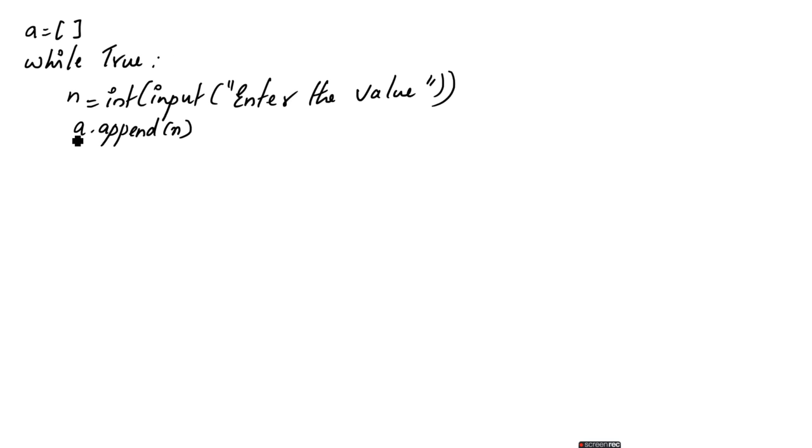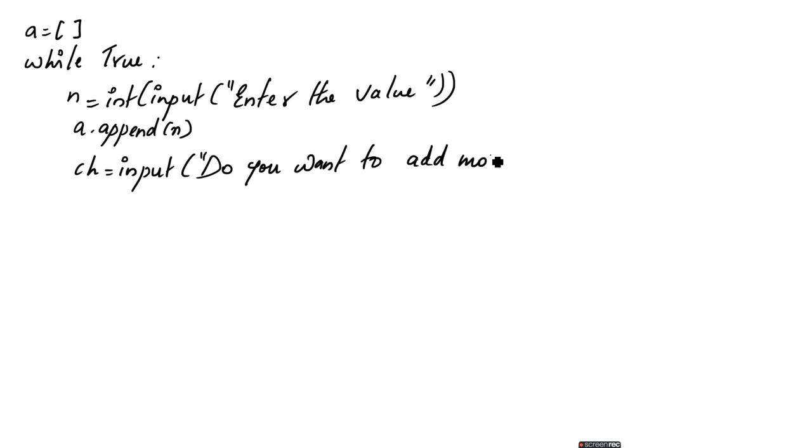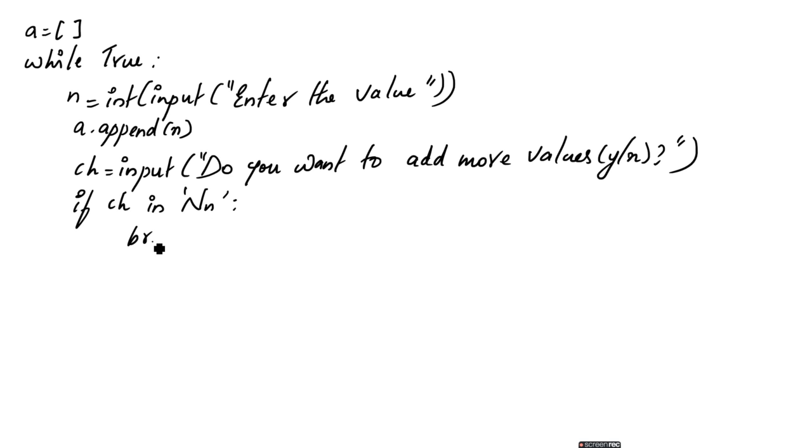So this loop will be working continuously. In order to break the loop, we have to take a variable ch and we have to input either yes or no to it. So you can write ch equal to input, do you want to add more values? It is a yes or no question. If ch in capital N or small letter n, we have to break the loop. So we have created the list.